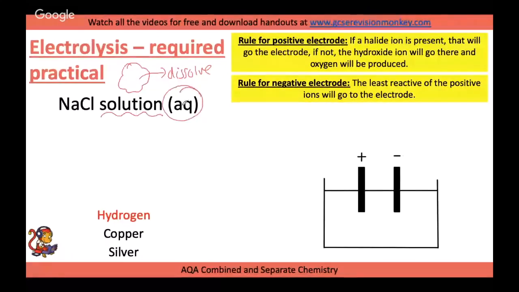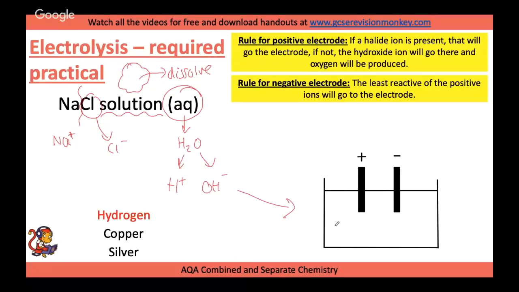Now, again, the first bit's positive, so sodium is positive, and the chloride ion is negative. But this is where things get a little bit more difficult, and this is your required practical one. Because you've dissolved it in water, the water actually splits up into H+ and OH- ions. So if we move to the chamber over here, in this chamber we have sodium ions, we have chloride ions, hydrogen ions, and hydroxide ions.